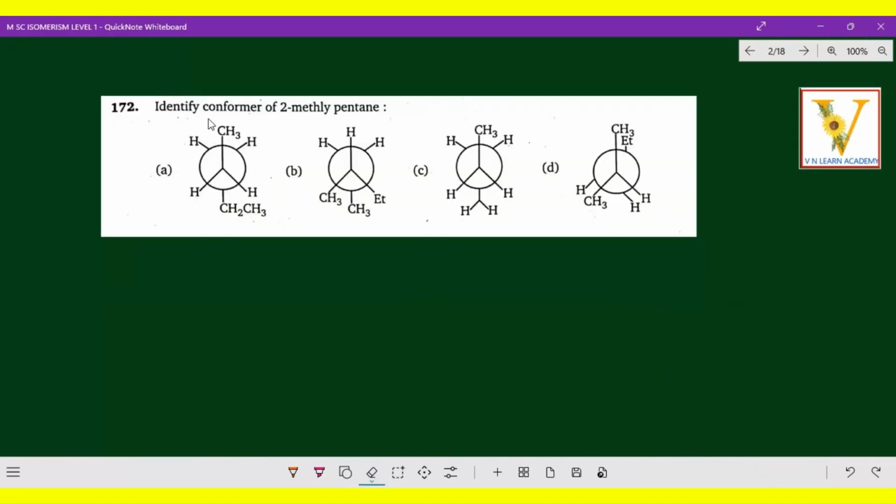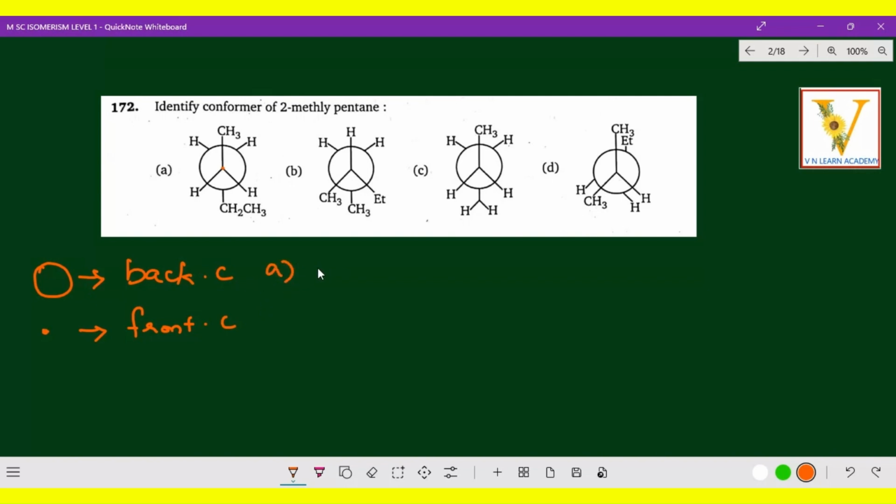Next question: identify the conformer of 2-methyl pentane. Now, as we observe this, let us find out the formula so that it will be easy for us to identify the answer. Generally, this is a dot, this is a circle. The round circle is the back carbon, and the dot is the front carbon. Front carbon: CH3, CH2. Back carbon: CH2, CH2, CH3. In that way we can identify.